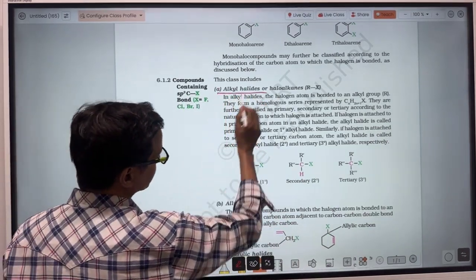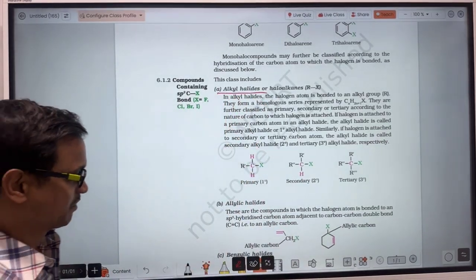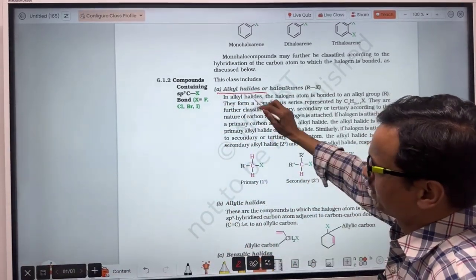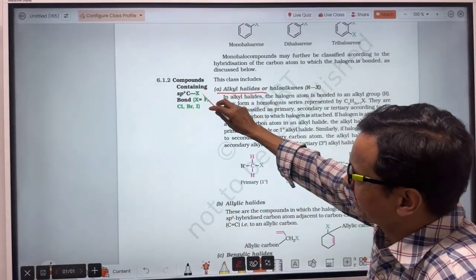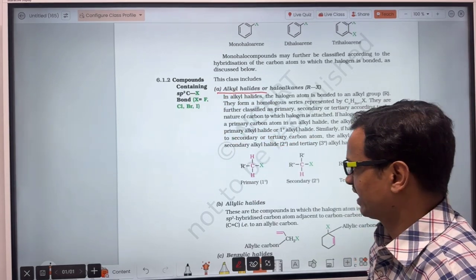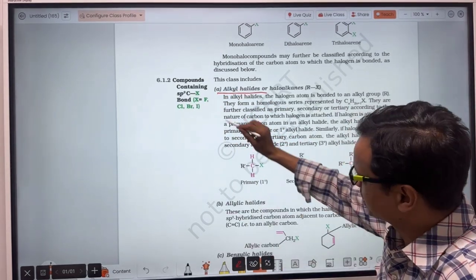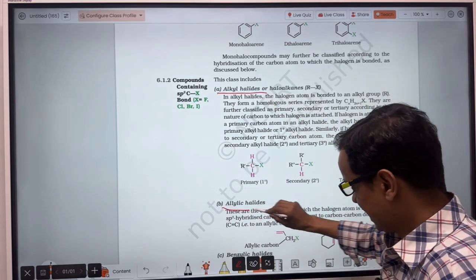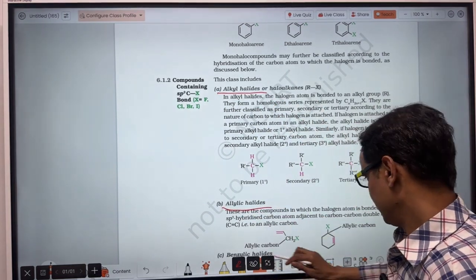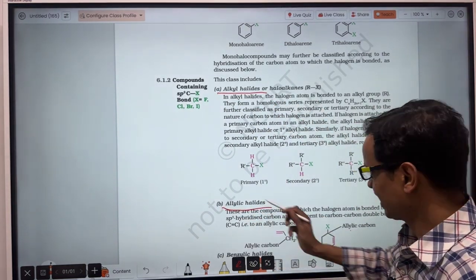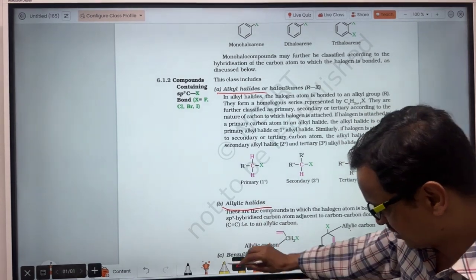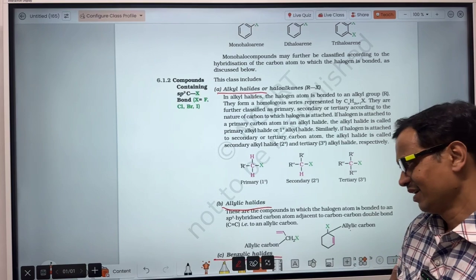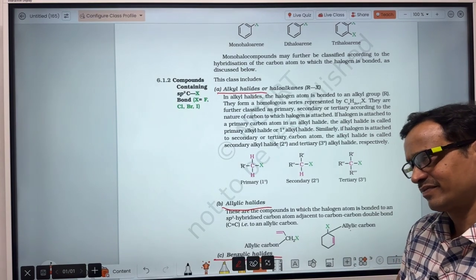Now, firstly, alkyl halide. What is alkyl halide? The alkyl halide can be further classified. That means compounds containing an sp3 C-X bond are classified into three portions. One is alkyl halides or haloalkanes, second is allylic halide or allyl halide, and third one is benzylic halides or benzyl halide.